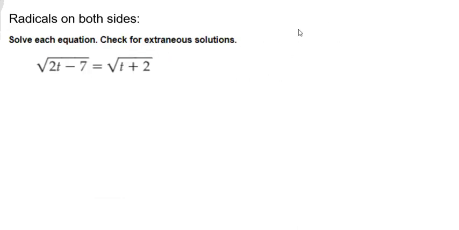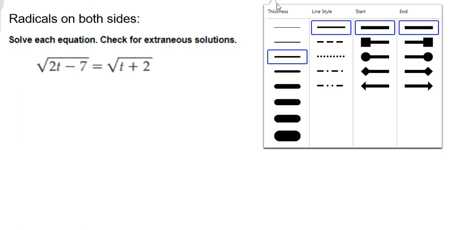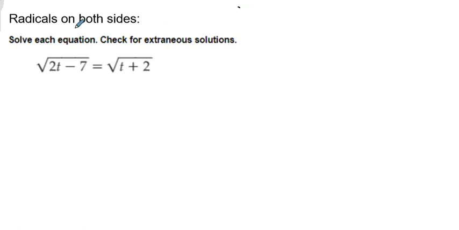Let's look at one. This is kind of the generic sort of problem that you'll see for this, where you have radicals on both sides, right? So you've got a radical here and you've got a radical here. We're going to solve this, and then when we're done, we'll check for extraneous solutions, right?